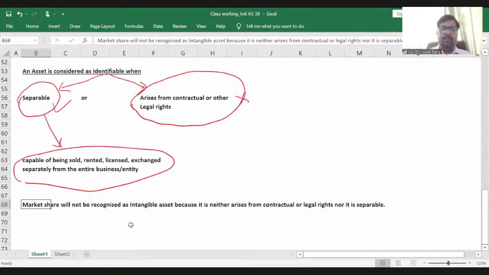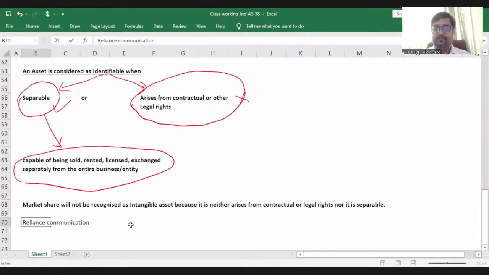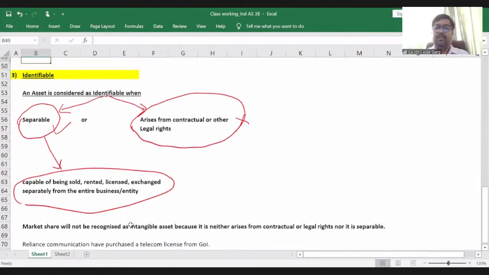Second example, RCOM, Reliance Communication, has purchased a telecom license from the Government of India. Is it an intangible asset? Can I say that Reliance Communication has purchased a telecom license from the Government of India, and that it is identifiable? Is it meeting the condition of identifiability?